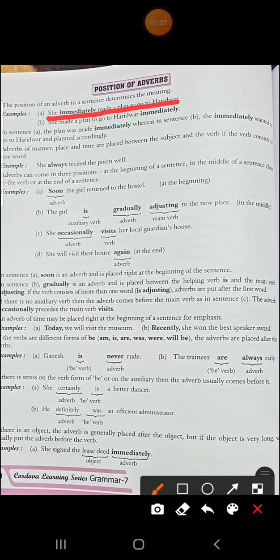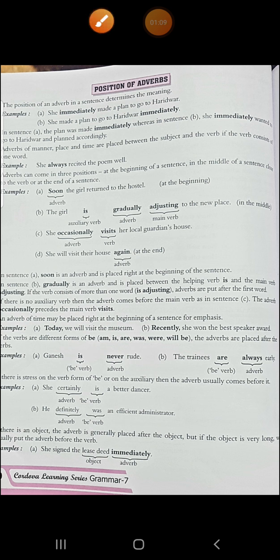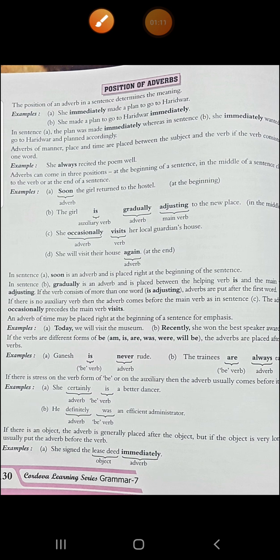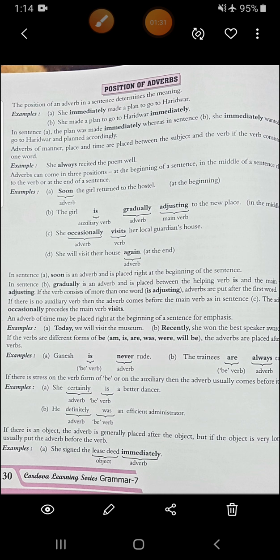Now read the second example. She made a plan to go to Haridwar immediately. So if you read the first sentence, that is she immediately made a plan to go to Haridwar, it means the plan was made immediately. While in the second one, she made a plan to go to Haridwar immediately, it means she immediately wanted to go to Haridwar. For that she has made a plan accordingly.